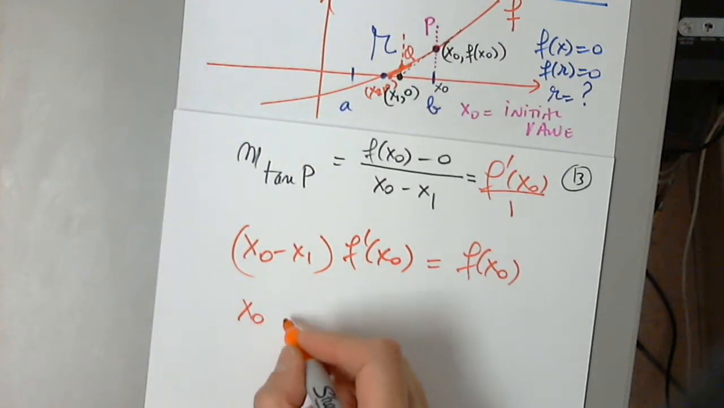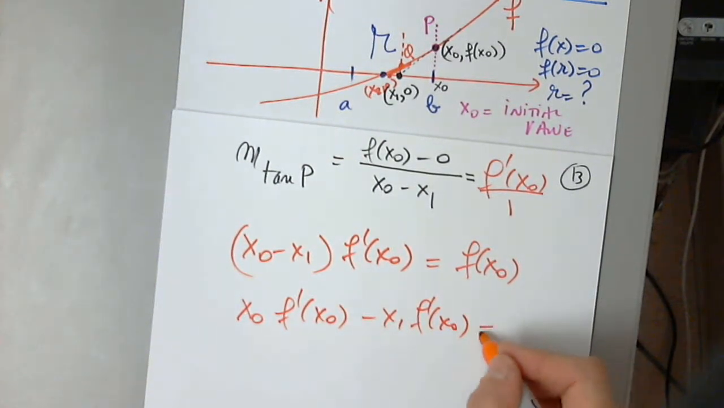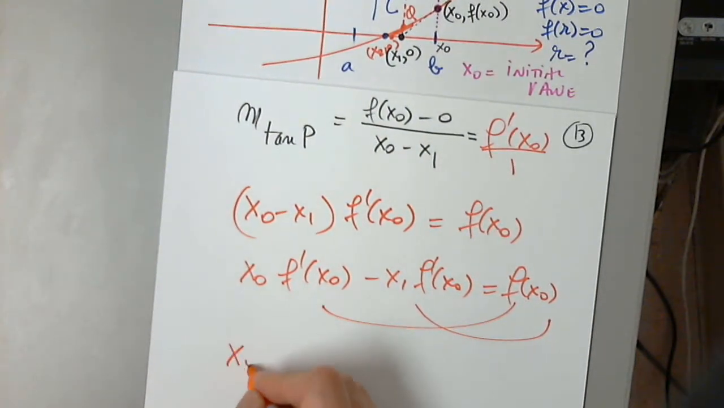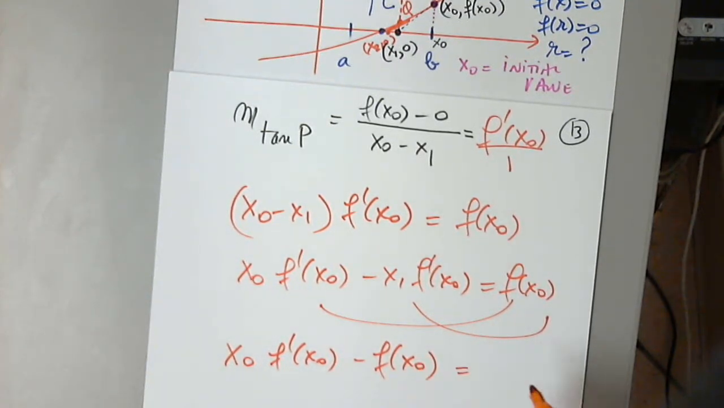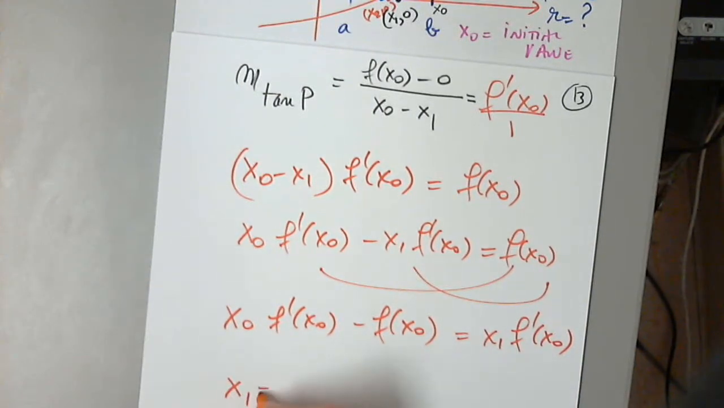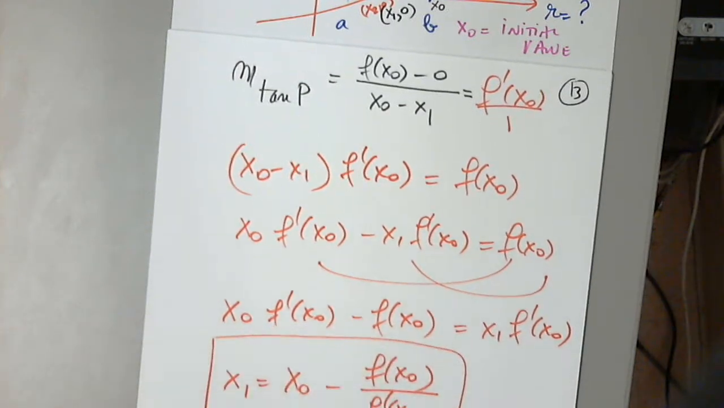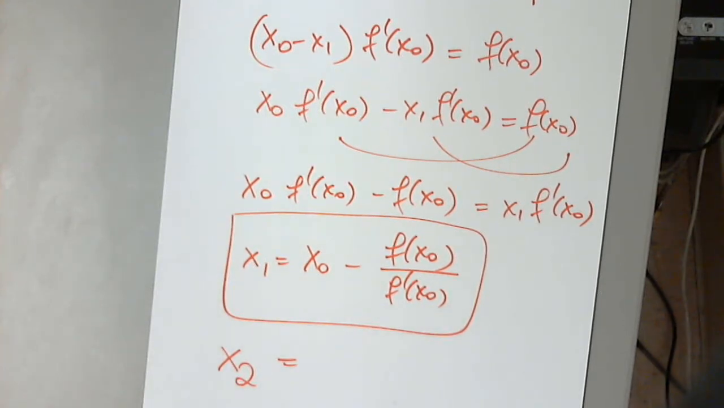So we have x0, f prime of x0 minus x1, f prime of x0 equals f of x0. I will move this here and this here. So x0, f prime of x0 minus f of x0 equals x1, f prime of x0. And finally, x1 will be x0 minus f of x0 over f prime of x0. Can anyone without any calculations give us x2 and later x3? And this is Newton's method.